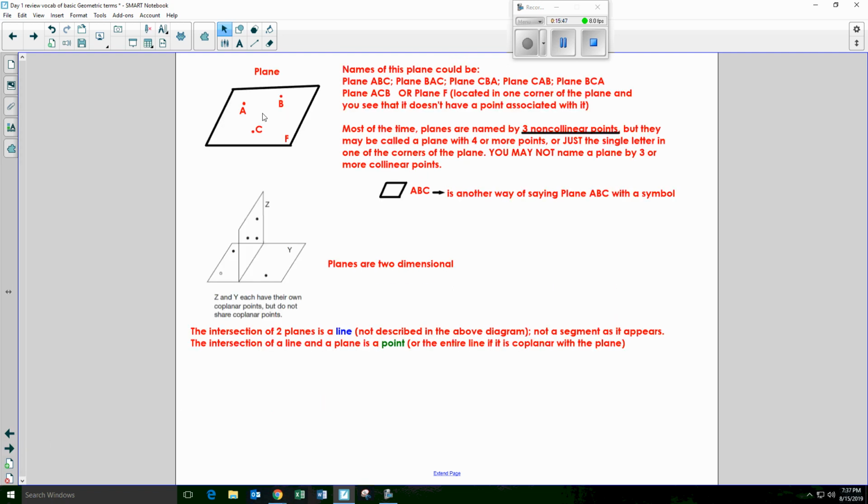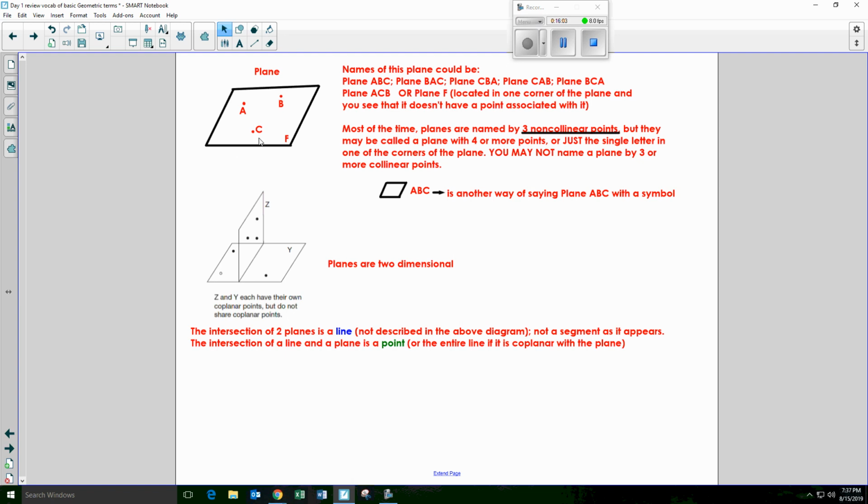All right, plane. Okay? So a plane is a flat surface that goes on forever. Obviously you cannot draw that, so we usually draw it with what looks something like a parallelogram, if I know what a parallelogram is.